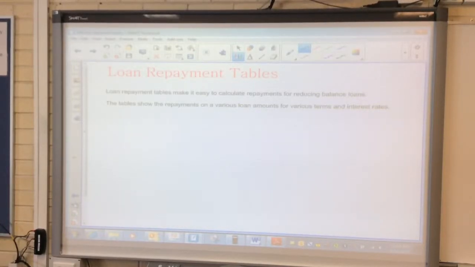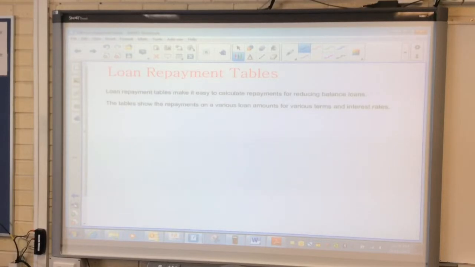Okay, loan repayment tables make it easy to calculate the repayments for a reducing balance loan. That's pretty much how all loans work. There are lots of different types of tables and we read them all a little bit differently. They allow us to calculate what the repayment will be depending on what I borrow, what the term is and what the interest rate is.